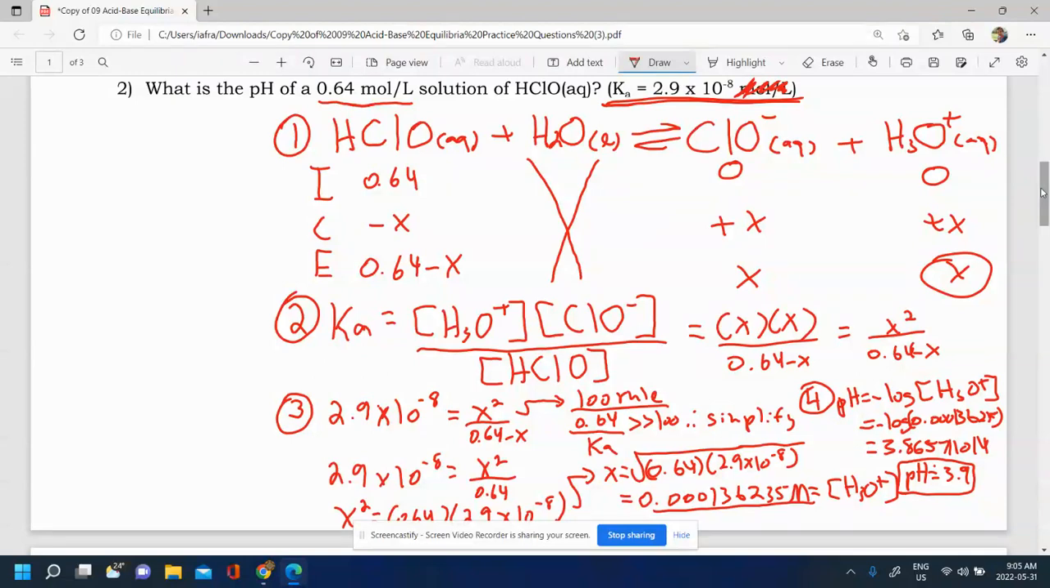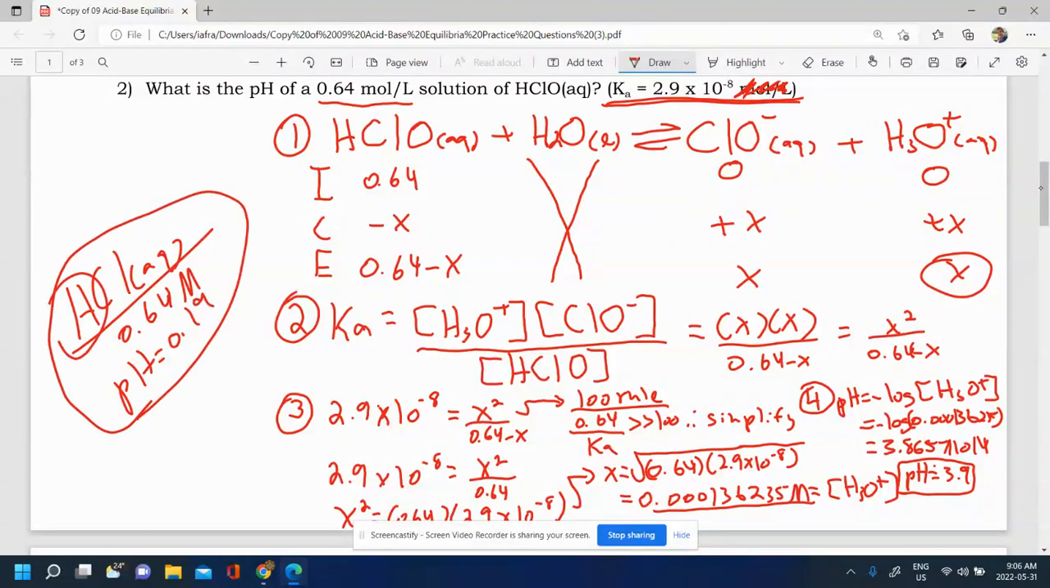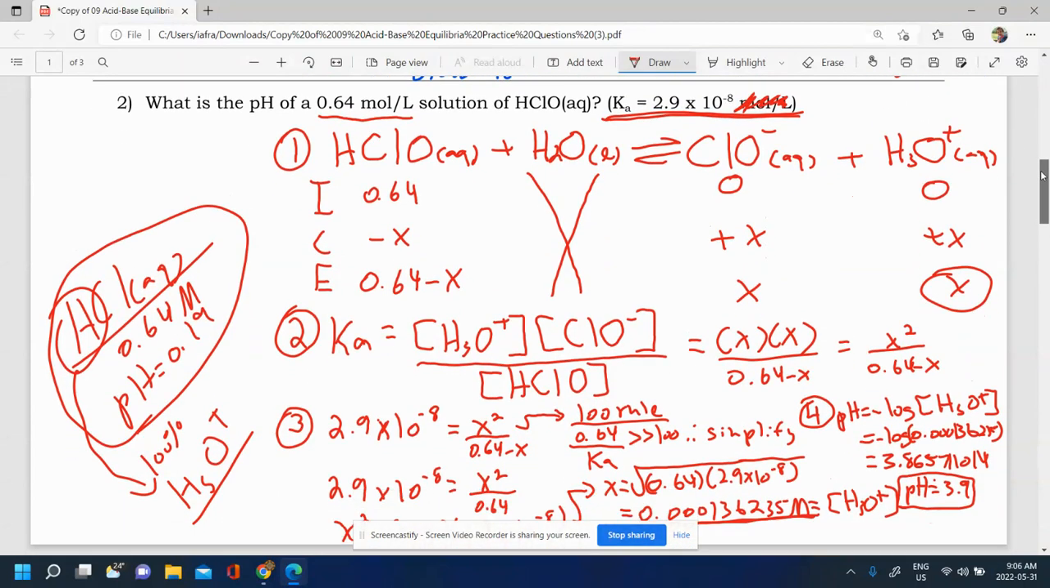So remember, the HCl aqueous of the same concentration had a lower pH. It was a pH of 0.19. And that's because all of this, 100%, became H3O plus. Whereas here, it was only a small percentage that became H3O plus. And so this is how you would calculate the pH of a weak acid given the Ka.